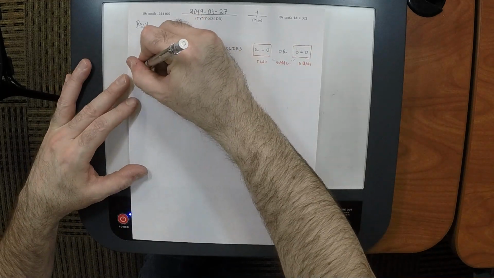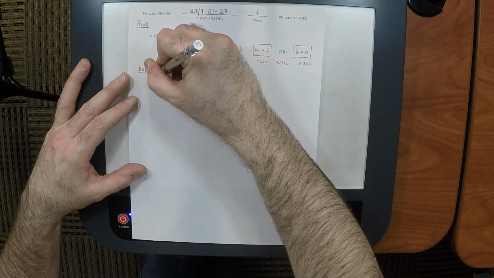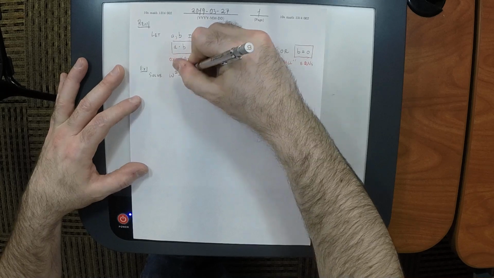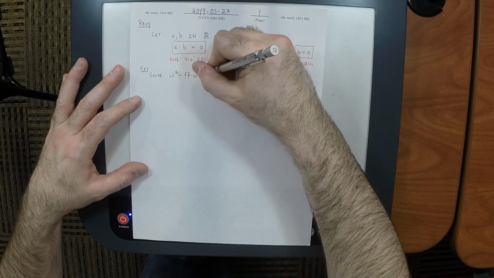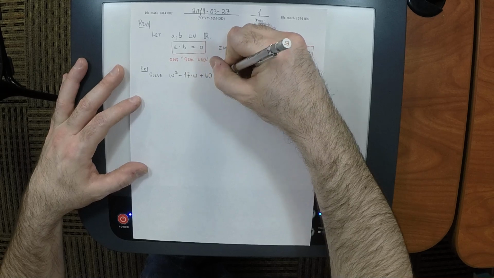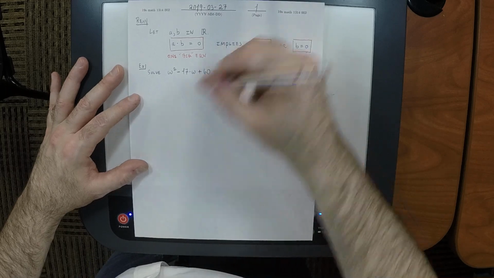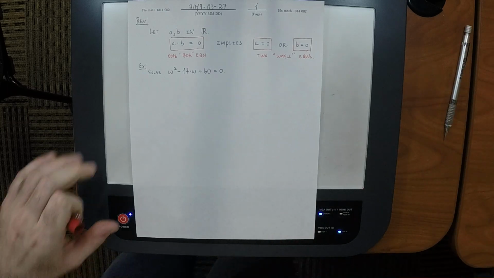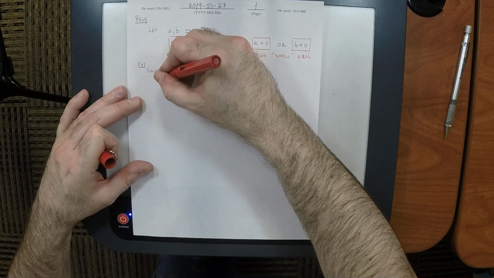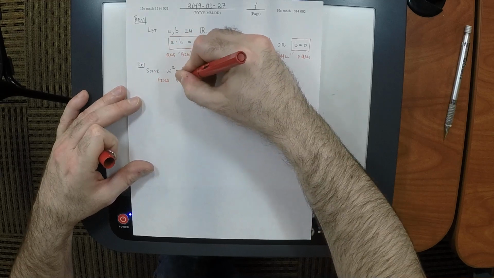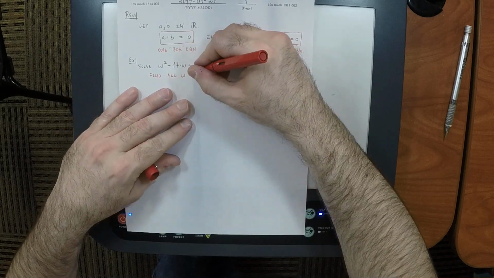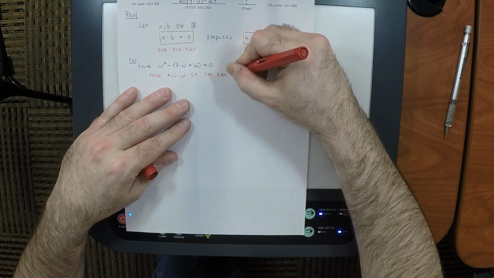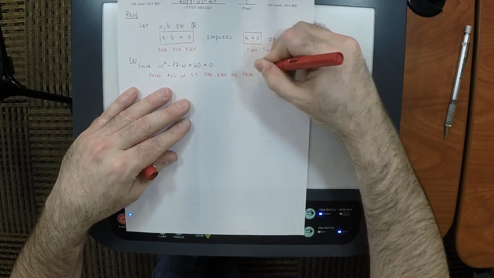So here's the exercise. Please solve w squared minus 17w plus 60 equals 0. As a reminder of what that means, it means find all w such that the equation is true for that w.